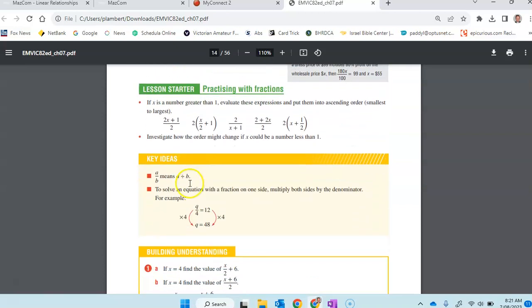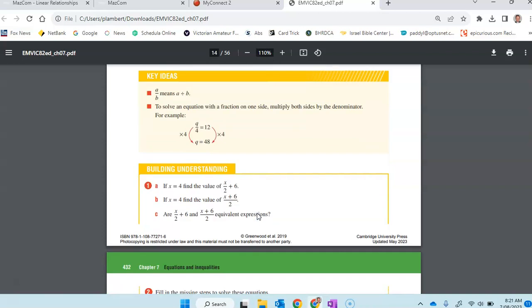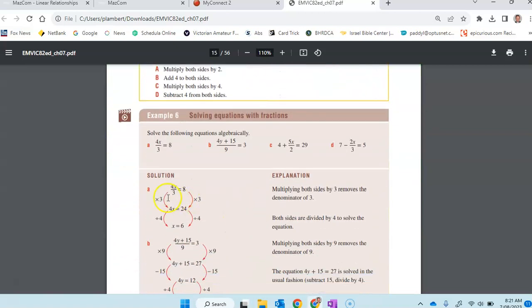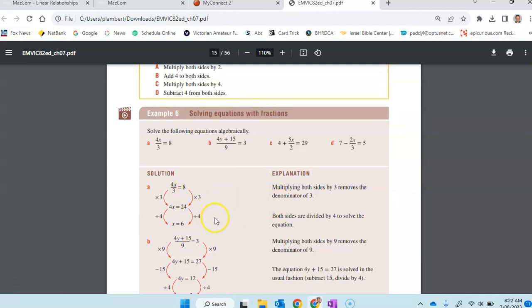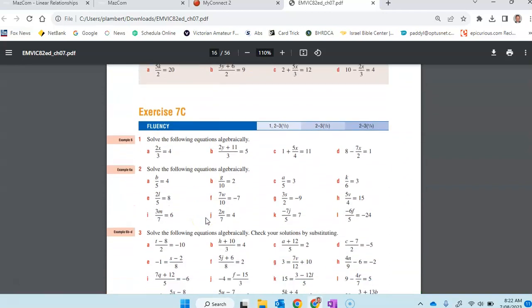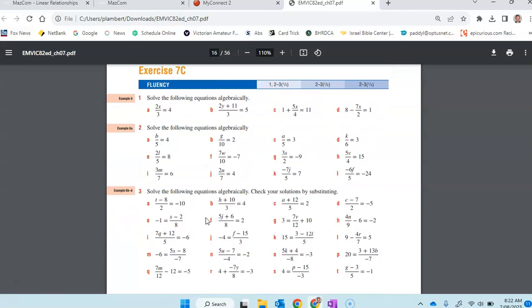Therefore, we're having a look at the idea a over b means a divided by b. To solve an equation with a fraction on one side, multiply both sides by the denominator. So that gets rid of the division. So if you have a look at some examples here, 4x over 3 equals 8. You multiply both sides by 3. You've got 4x equals 24. Therefore, x equals 6. And you've got a two-step equation that's being undone in 2 steps. You can work your way through those here. So let's have a look at some of these here.